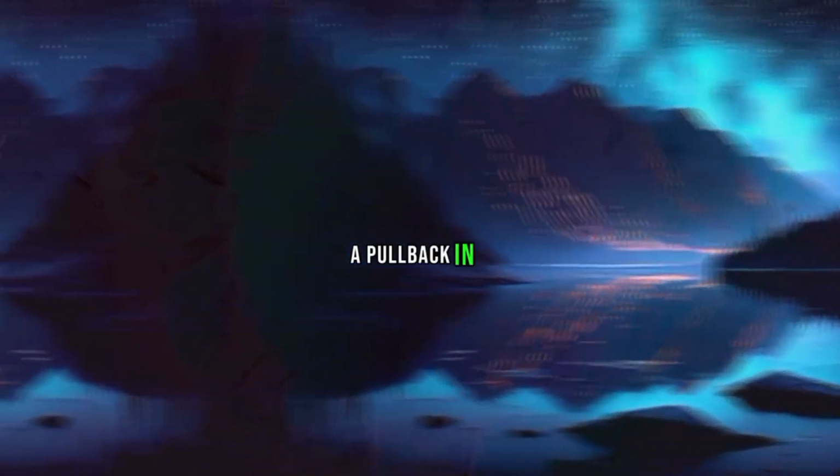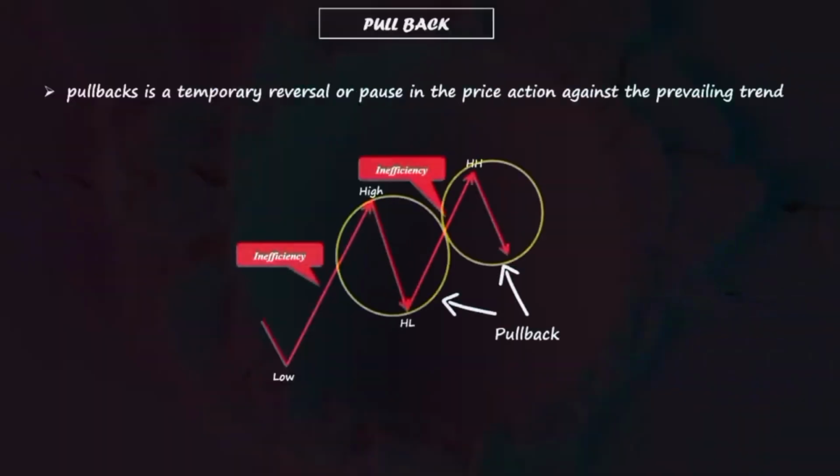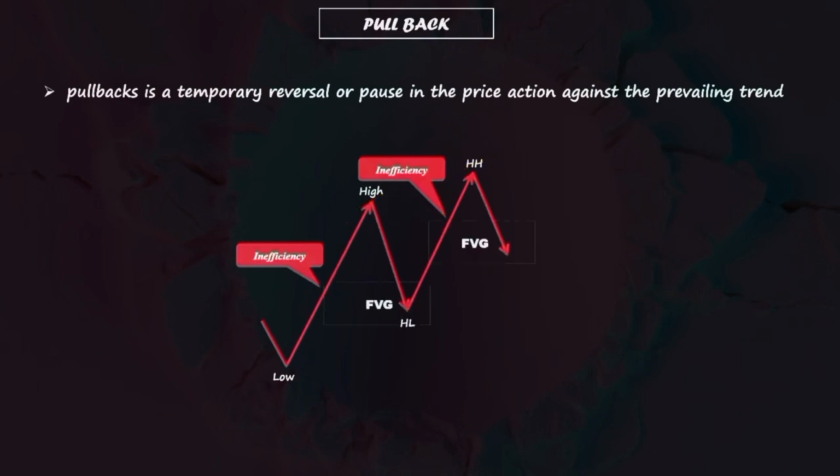A pullback, in essence, is a temporary reversal or pause in the price action against the prevailing trend. It occurs when buyers and sellers contend for dominance in the market, leading to a trending or impulsive movement that creates internal liquidity characterized by inefficiency or static liquidity awaiting to be swept or filled. Consequently, the price experiences a reversal and a brief interruption against the dominant trend, filling the internal liquidity or clearing static liquidity before continuing in its overall direction.